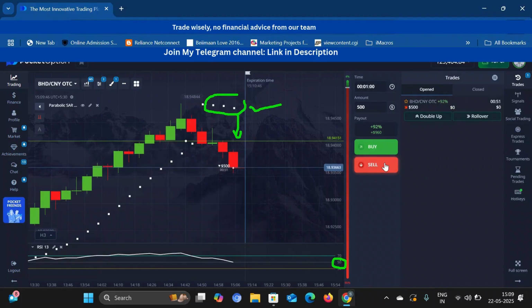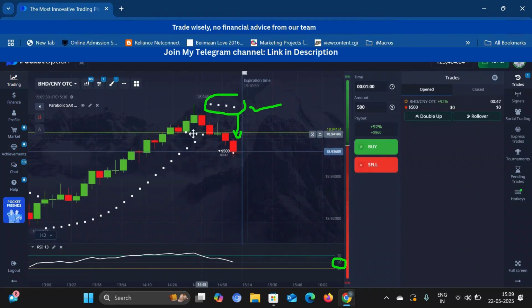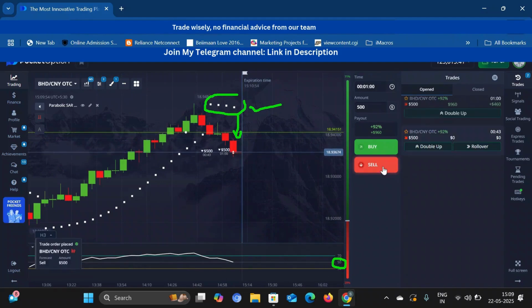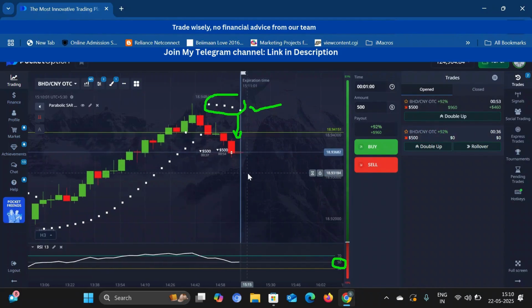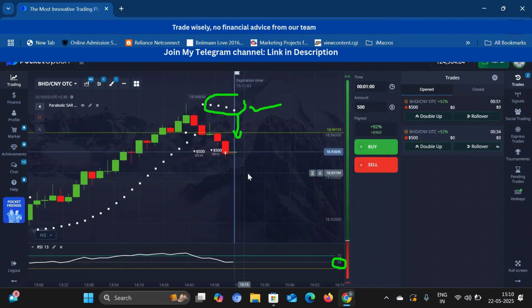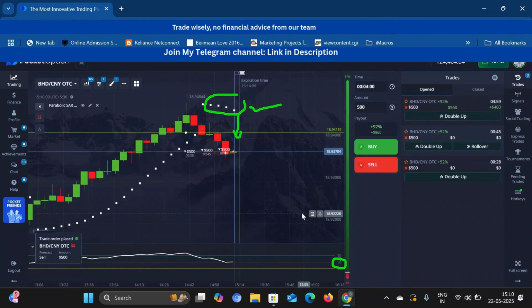I'll try to take one more attempt because the trend seems quite decent. Here it has broken a support level, so let's take another trade. Let's see how it goes. Here we've taken another trade for 4 minutes. Let's see how it goes.